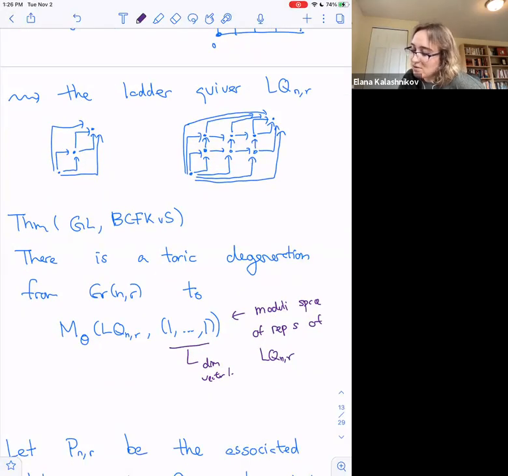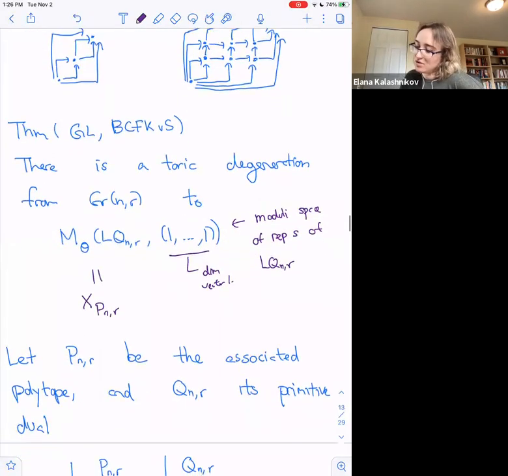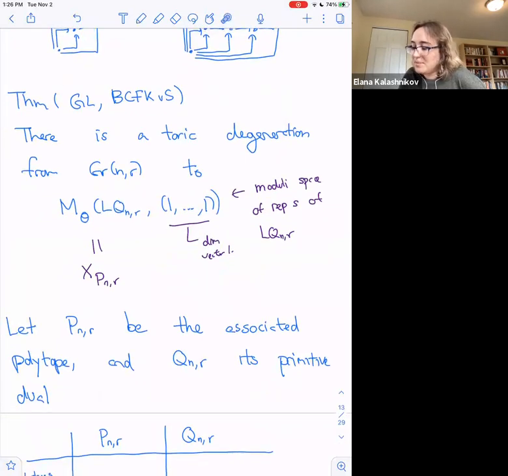And it's a Fano toric variety, so it comes from a polytope. I'm going to call the polytope P_{n,r}. So this is the toric variety X_{P_{n,r}}, where you get your toric variety by taking the spanning fan of that polytope. So as I said, I'm going to let P_{n,r} be the associated polytope of this toric variety, and I'm going to let Q_{n,r} denote its primitive dual.